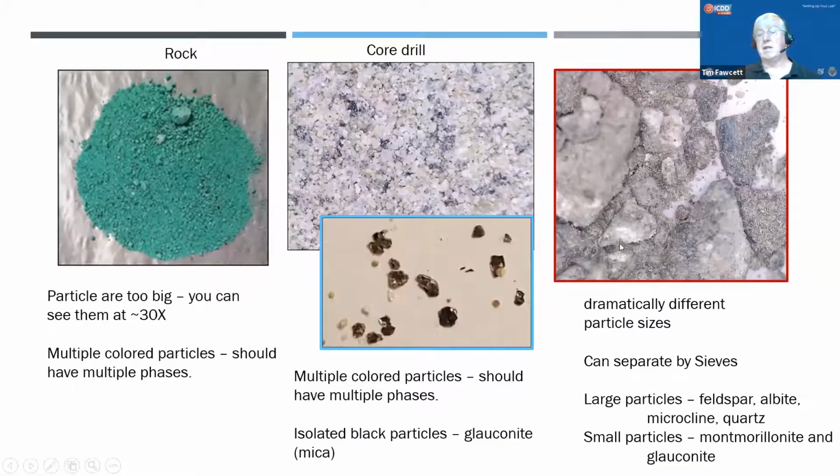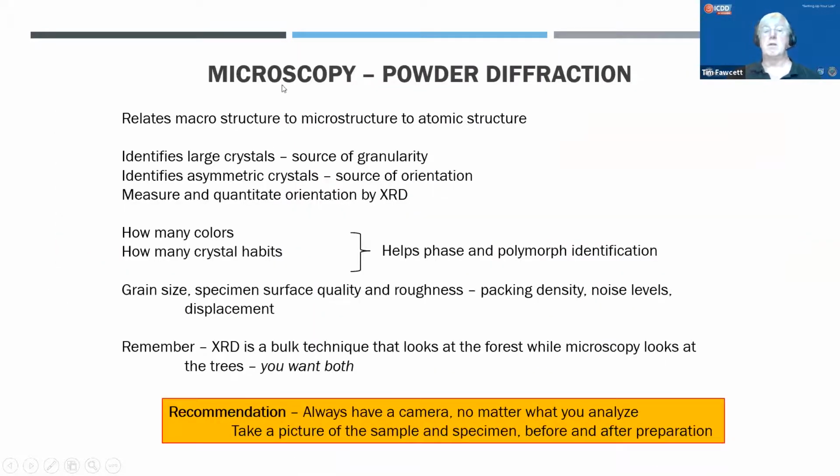Here's some inorganic examples when we're looking at different phases, different colors, different particle sizes. But basically the power of microscopy and powder diffraction is you relate macro structure to microstructure to atomic structure. And that's why I would recommend you always have a camera in the lab. Depending on your price and your budget, you may have your cell phone versus an SEM, but always have a camera, always take a picture.